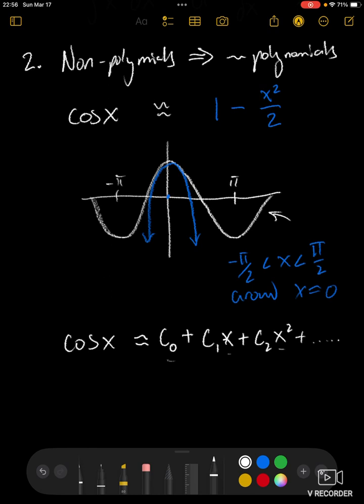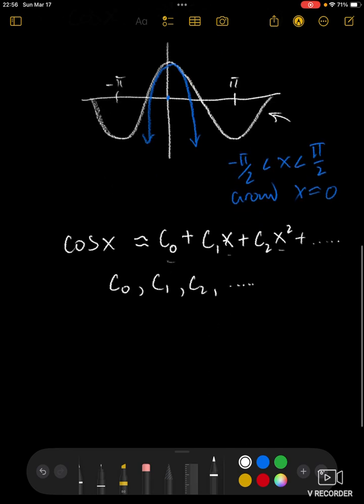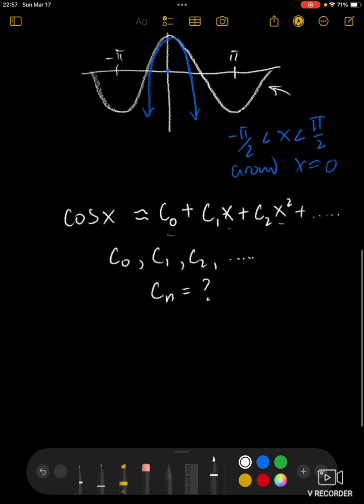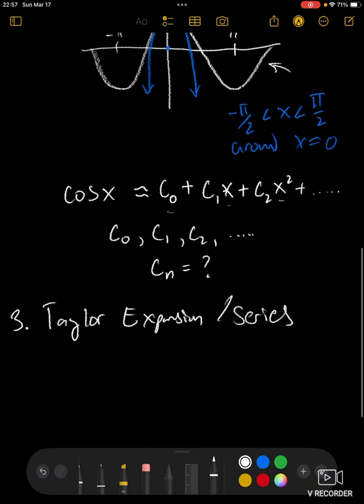So how do we do this? For this, we need to find c0, we need to find c1, we need to find c2, and we need to continue. We need to find the constants in each of these terms so that we can fit our polynomial equation to our non-polynomial equation. So essentially, we want to find the constant at any given index. So c0, c1, c2, etc. So this is going to lead into our Taylor expansion slash series right here.